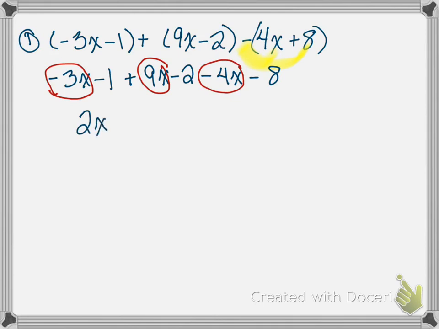Now, my others that I need to combine are my constants. So I have negative 1, negative 2, and negative 8. So negative 1, negative 2, and negative 8 give me negative 11. So 2x minus 11 is my answer.